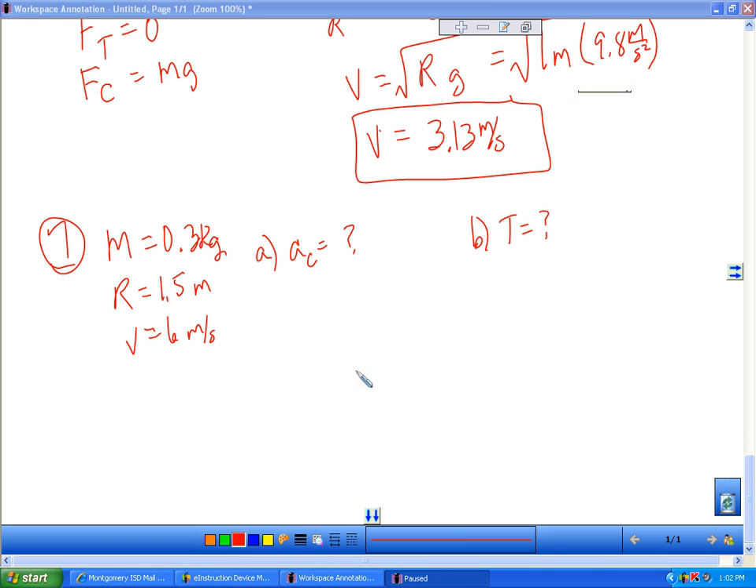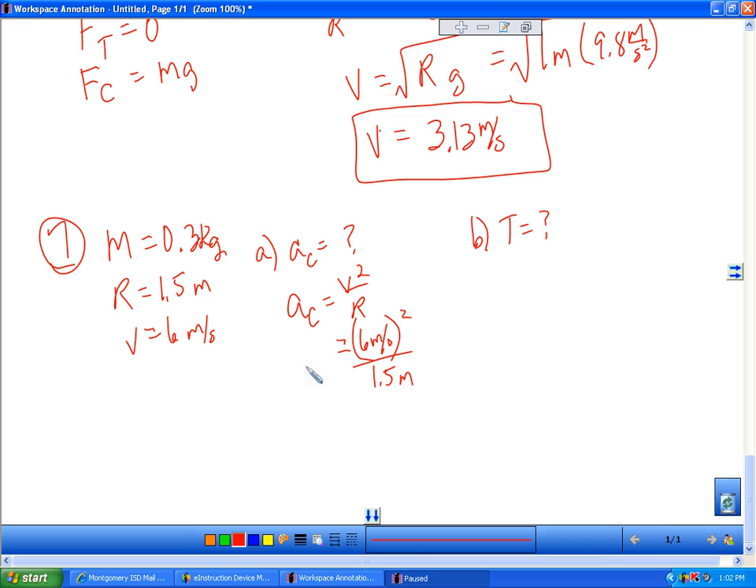Okay, so next one, number 11, I have all my information given. I have a mass that's being moved in a horizontal circle with this radius with that speed, and they want the centripetal acceleration. So that's just v squared over r. So I'm going to have 6 meters per second over 1.5 meters. So that's 36 divided by 1.5. And if I did that correctly, then I should get the centripetal acceleration is 24 meters per second squared.